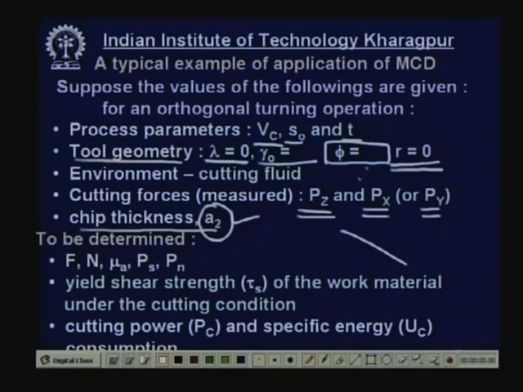Now, with this information, suppose we have to determine some more information. What are these? The friction force F, normal force N, the apparent coefficient of friction at the chip-tool interface, the shear force Ps, and the force Pn normal to that. These forces have to be determined from these known values. Also the yield shear strength tau s of the work material under the cutting condition, and cutting power Pc and specific energy consumption Uc. This has to be determined from this limited information provided. Now, let us see how this can be done.